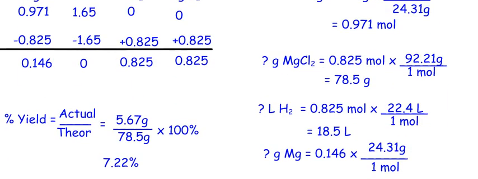So actual over theoretical. This is what I actually made. This is my, right over here, my theoretical. Divide by 78.5 times 100%, you only got 7.22%. So you go from one extreme where you lost a whole bunch of product. So that wasn't too good. You're going to lose some money there. Probably it's down the drain is my guess. But that being said, that's how you do these problems.